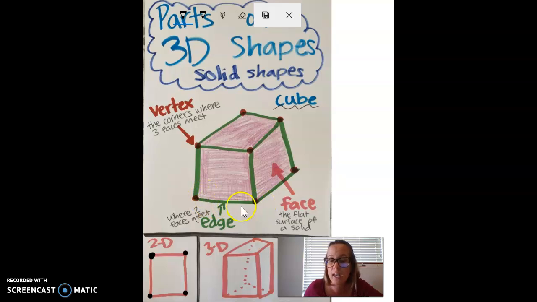And then connecting all of our vertices together is our edge. So just like in our 2D shape, this was considered our edge, remember? So we have that in a 3D shape also, but in a 3D shape, we just have more of them. There's lots of vertices and lots of edges.